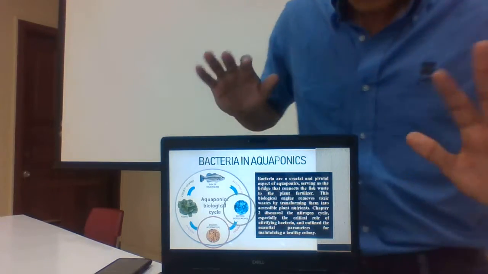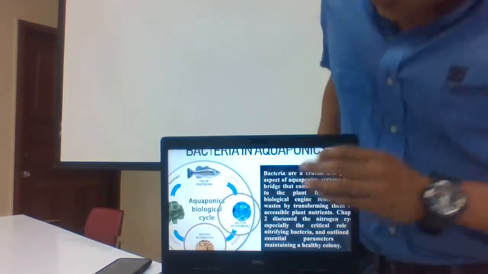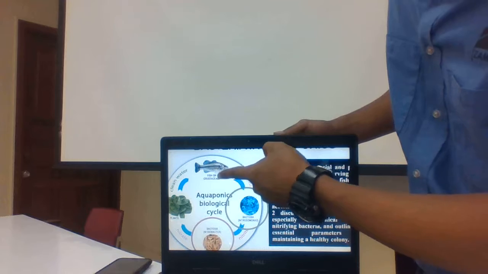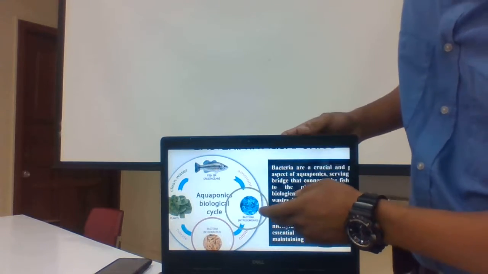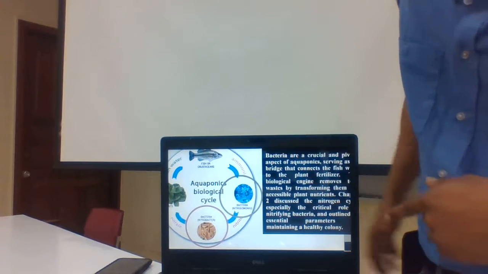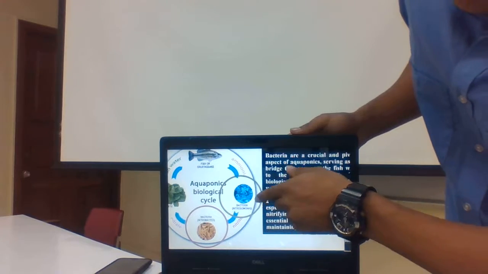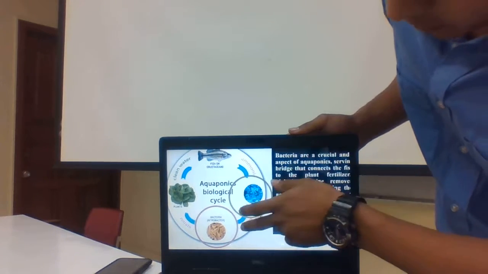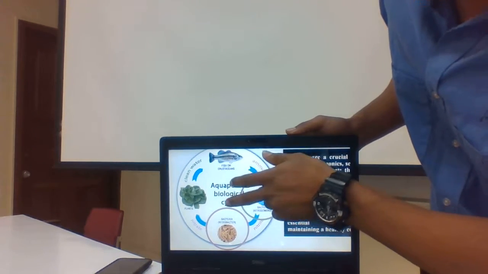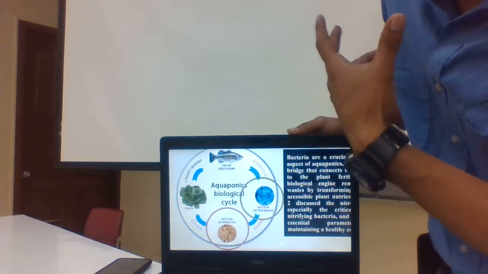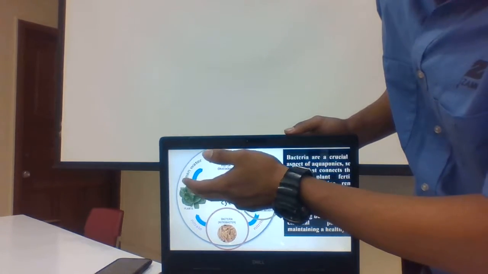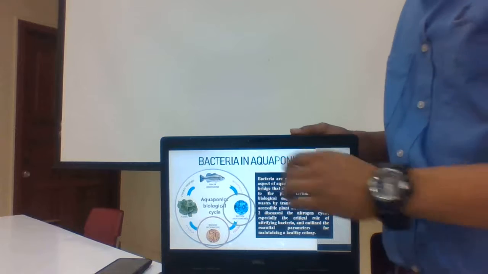As you can see in this photo, this is the cycle of bacteria. For example, first we need a fish or any crustaceans. Then bacteria number one transforms ammonia to nitrite. This bacteria is called nitrosomonas. Then nitrite is transformed to nitrate by the bacteria called nitrobacteria. And nitrate is the form in which the plant can absorb this nutrient, nitrogen, and then we have clean water for the fish.